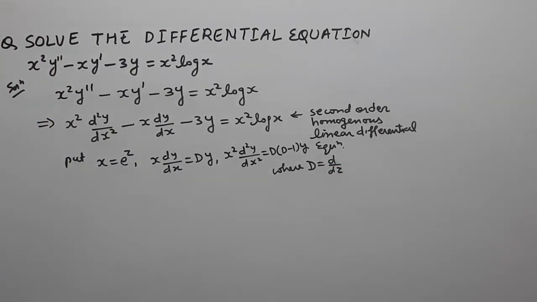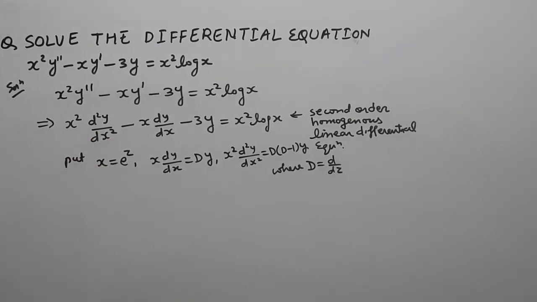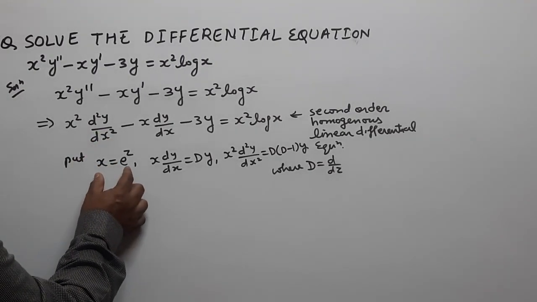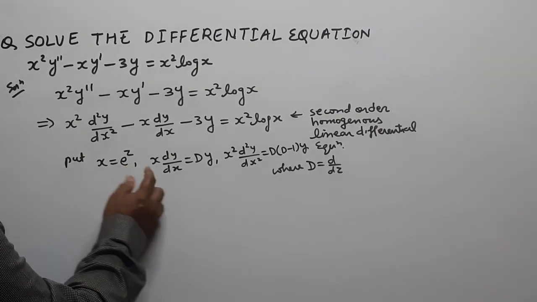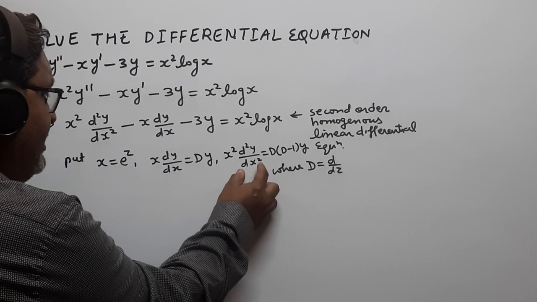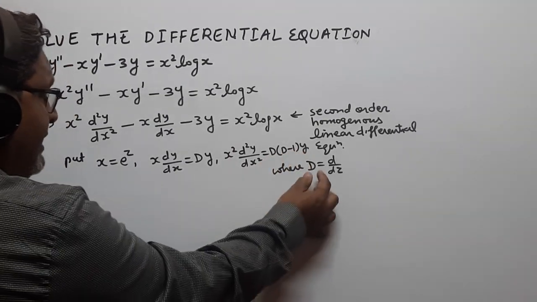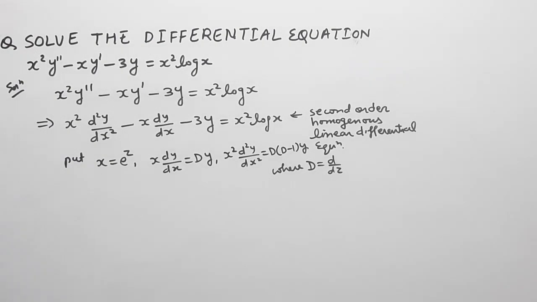When we convert this homogeneous linear differential equation into a linear differential equation with constant coefficient, we always put x equal to e to the power z, x dy by dx is equal to capital Dy, x square d2y by dx2 is equal to capital D minus 1 y, where capital D is equal to d by dz.